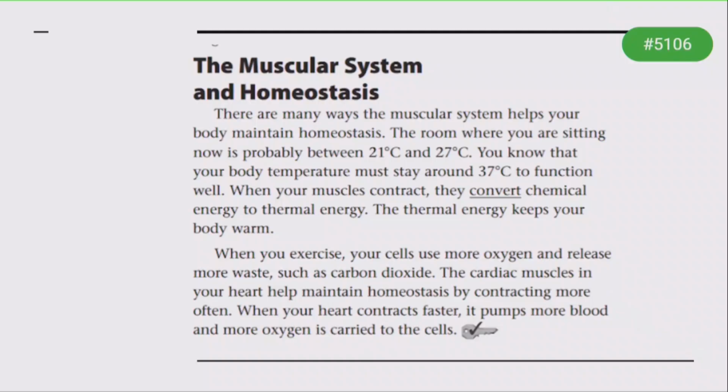And really, the room where you're sitting is probably between 21 and 27 degrees Celsius, but remember your body needs to be 37 degrees Celsius, which is about 98 degrees Fahrenheit. So it's important that your body is working in order to get it up to the temperature where it's comfortable rather than room temperature. And the ways that it can do that is if you exercise.